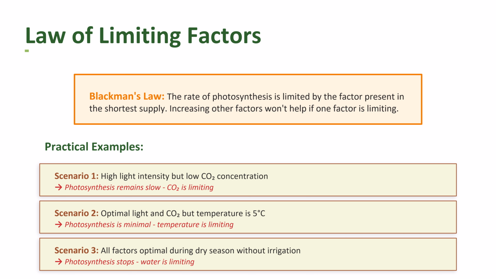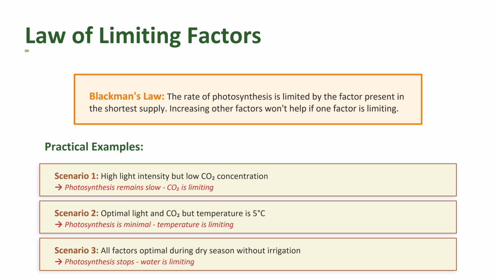Blackman's law of limiting factors: the rate of photosynthesis is limited by the factor present in the shortest supply. Increasing other factors won't help if one factor is limited. Simply put, the rate of photosynthesis is limited by whichever factor is in the shortest supply. Even if you increase everything else, the plant won't grow faster if that one limiting factor is still missing.